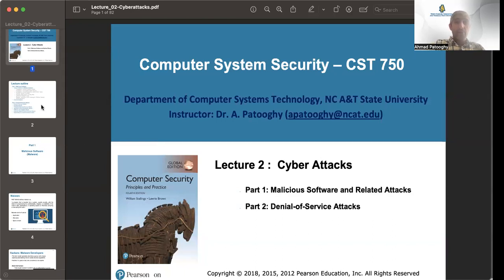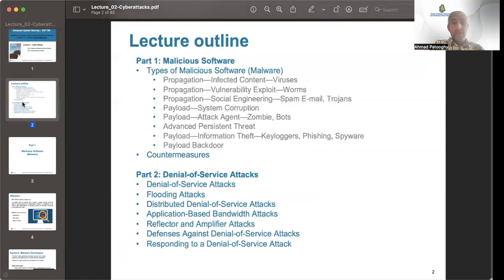We will be talking about two major types of cyber attacks. The first is malicious software, or something which is called malware. There are different types of malware, and we review them. We discuss their details, how they are different, what their action mechanisms are, how they distribute among different computers over a network, and the way that they copy themselves. The second part of the lecture is about denial of service attacks.